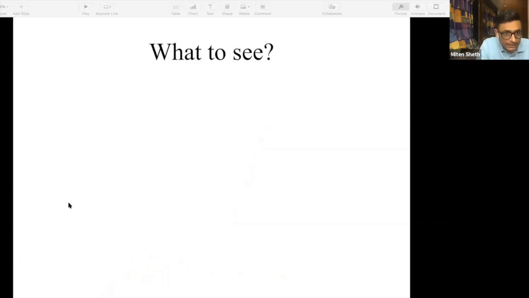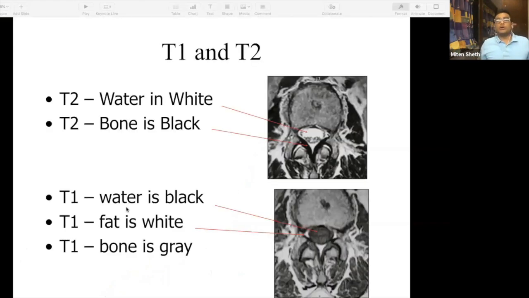Anyways, so here, what do you see on an MRI? How to read an MRI? Before that, you should know what T1 and T2 weighted images are. Okay. So whenever you have an MRI in front of you, you should be able to identify T1 and T2. So now what exactly is an MRI?